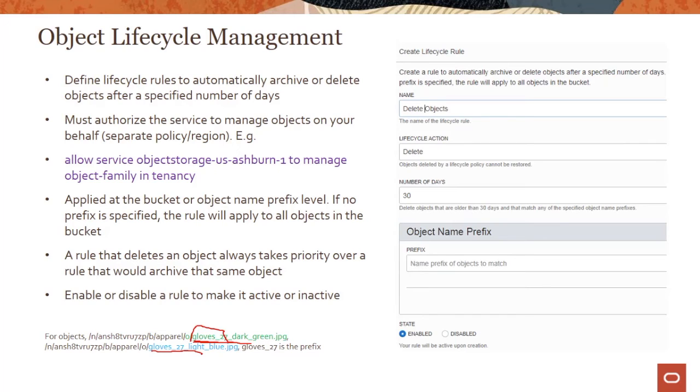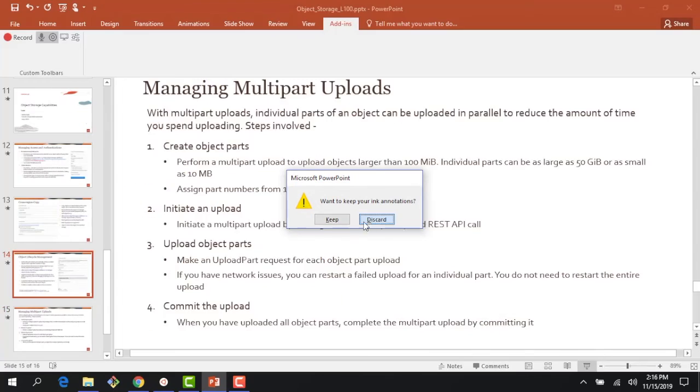A rule that deletes an object always takes priority over a rule that would archive the same object. And you can always enable or disable a rule to make it inactive or active, right? So it's pretty straightforward. So let me just quickly jump to the console and show this in action.